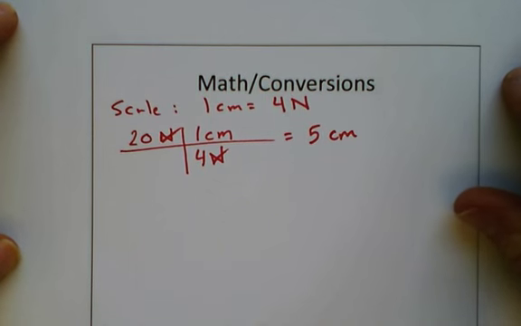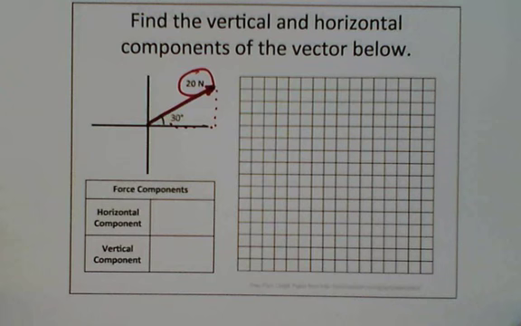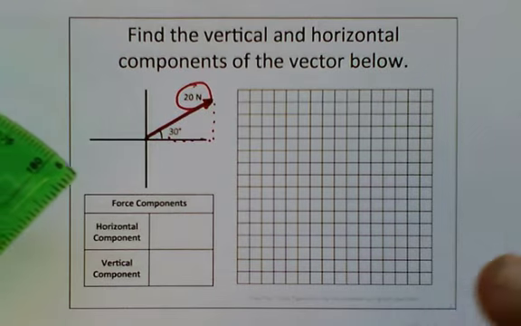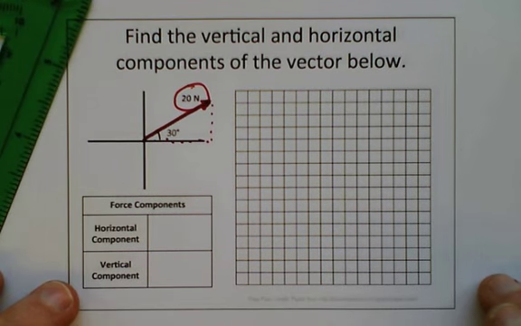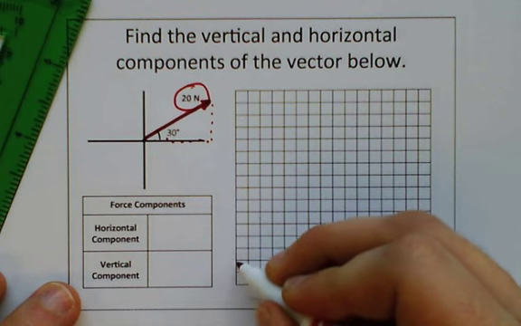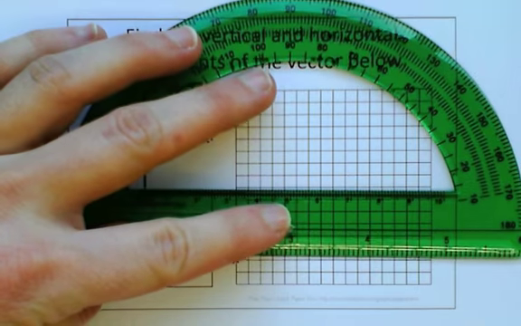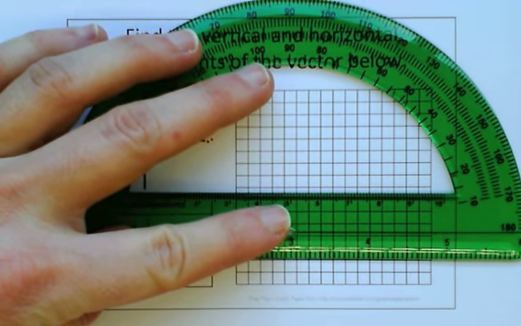So now we go back to our grid, and we're going to draw the force here on our grid. In order to do this, you're going to need your protractor and a pencil. So the first thing we want to do is find our origin. We'll put it down here near the bottom so we have plenty of room. The next thing we have to do is draw our axes. We need a horizontal axis and a vertical axis.